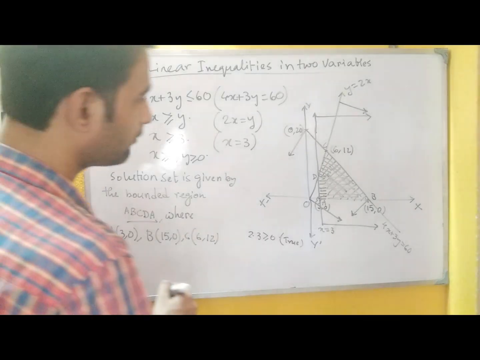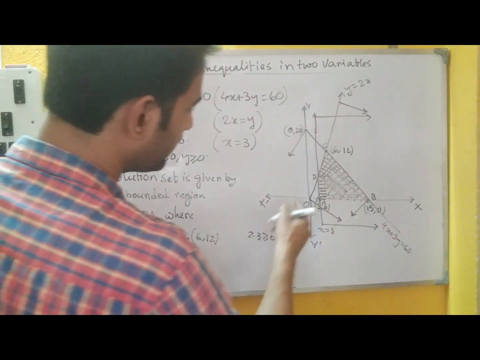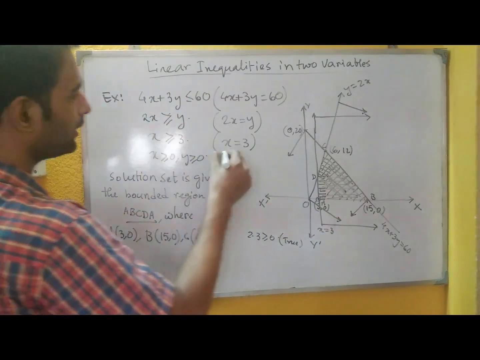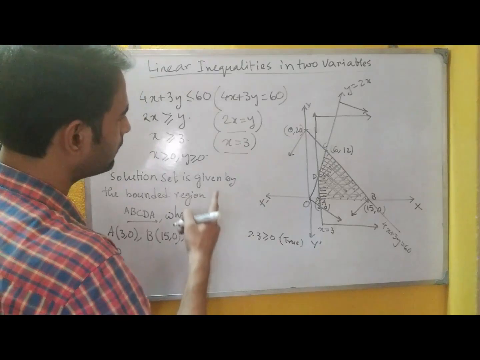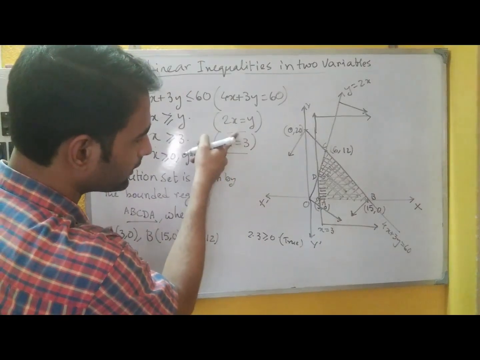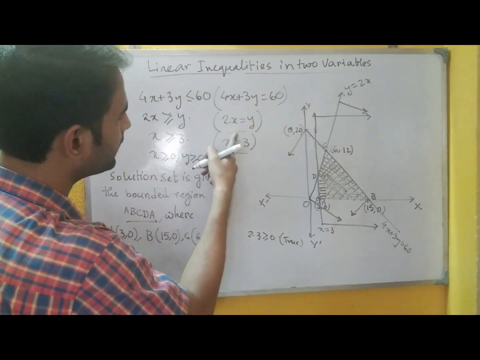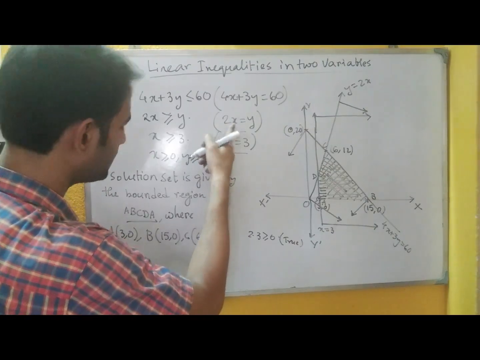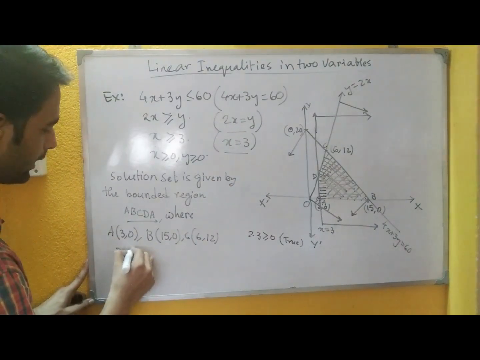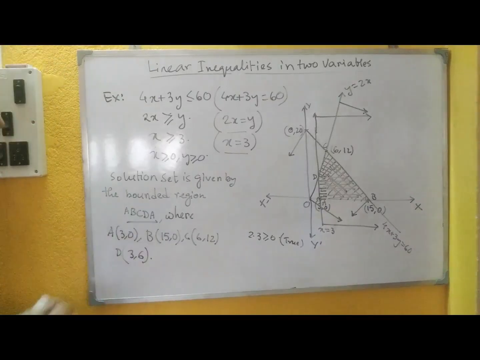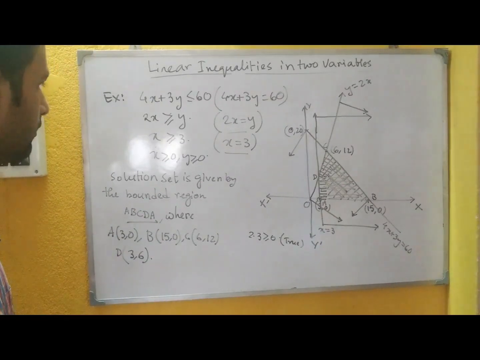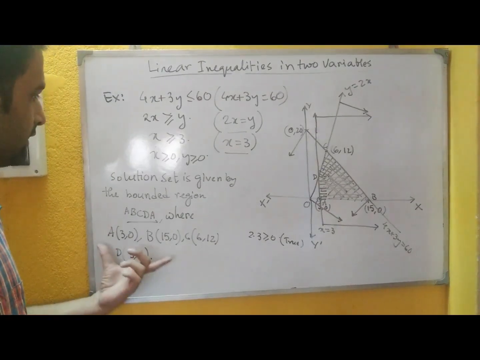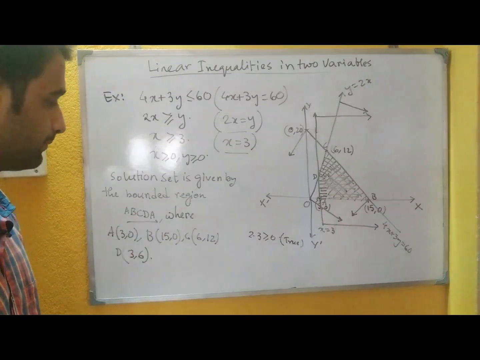Okay, we have not found the point yet. See, it is the intersection of x equals 3 and y equals 2x. So you can easily see that the y coordinate will be here. If you put x equals 3, it will be 6. So you can write this point as 3, 6. So this is the way we solve the problem. And this is how we write the solution region.